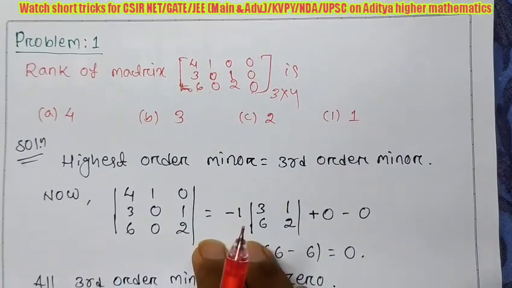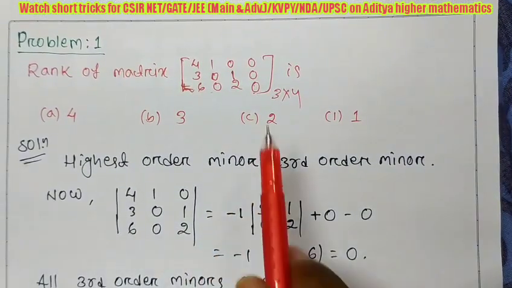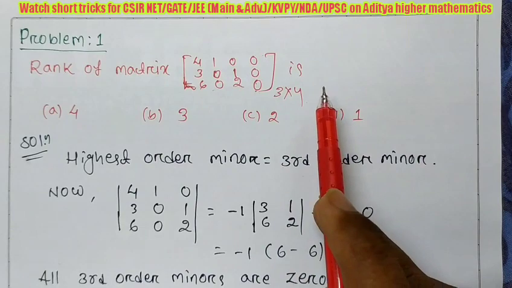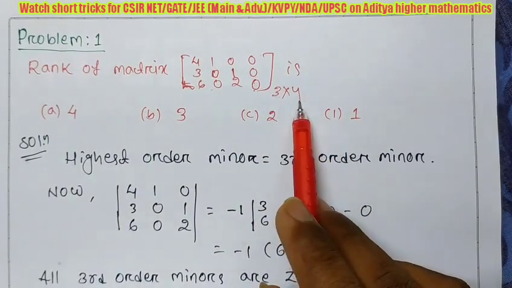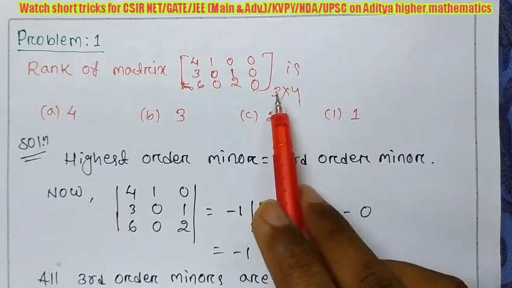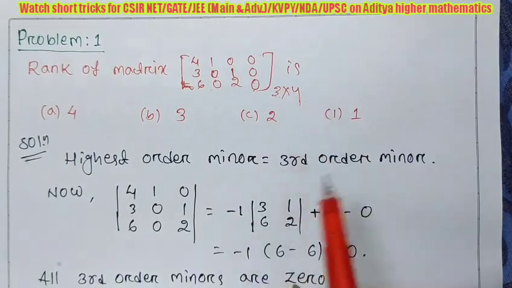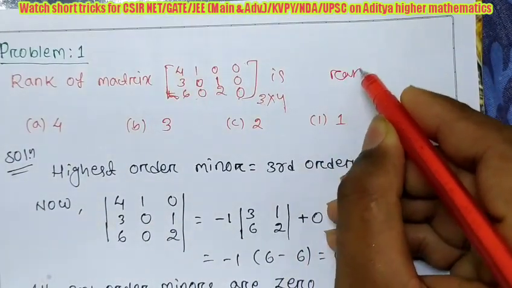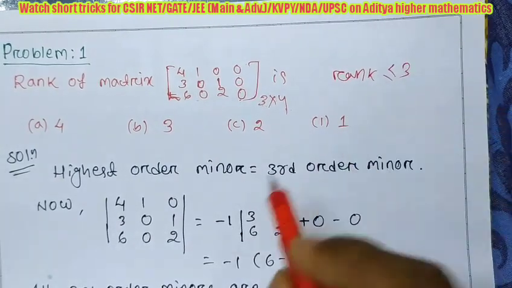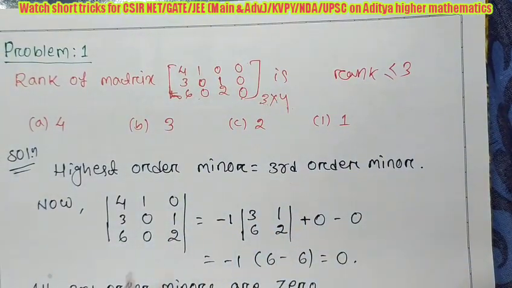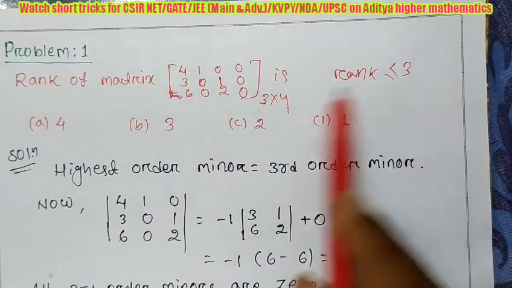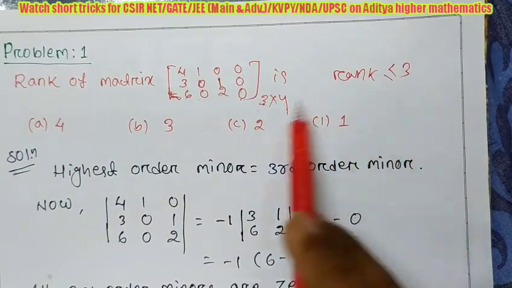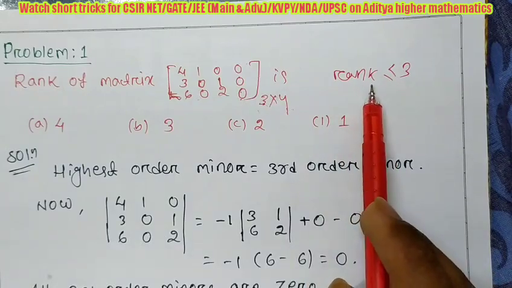Now see another question. Here you can see it is a 3 by 4 matrix given. Then we have to take the lowest one. Since it is 3 cross 4, its lowest value is 3 out of row or column. That means here you have to understand the rank is less than or equal to 3. Whichever is the lowest, the rank of that matrix is either that number or less than that number. So its rank may be 1, 2, 3.